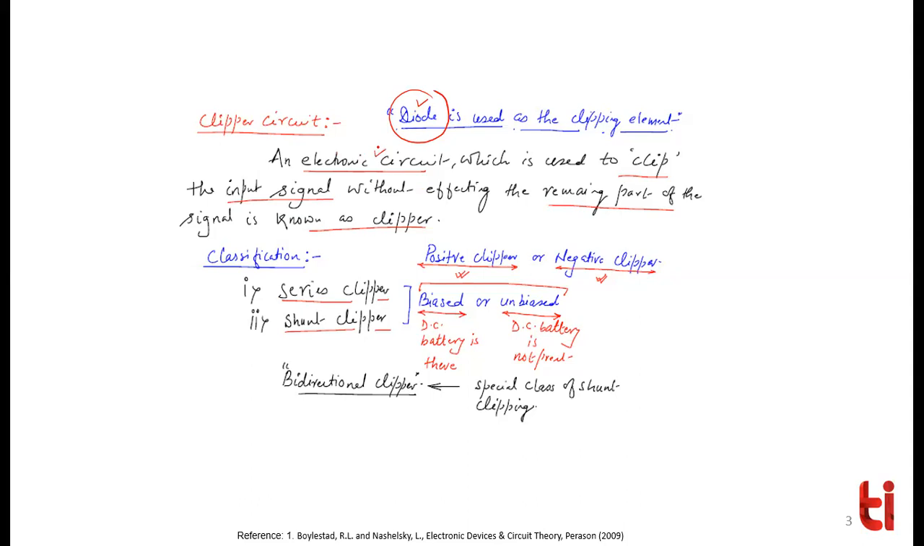It is an electronic circuit. In that circuit, you may have a diode, a battery, a resistor, and an input supply or input signal. The battery may or may not be there. If the battery is there, we will call it a biased Clipper circuit. If the battery is not there, it's a normal Clipper circuit, and we will not use the word biased.